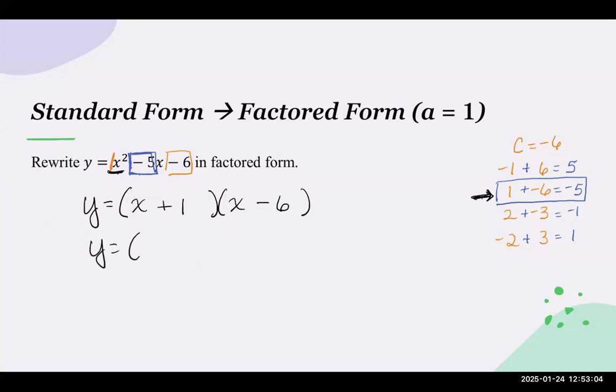And it doesn't matter which order you write these in. If you had done x minus 6 in the first parentheses and x plus 1 in the second parentheses, that is also correct. Because we are multiplying these two binomials, the order does not matter. So either one of these would be a correct factored form for the original standard form of y equals x squared minus 5x minus 6.